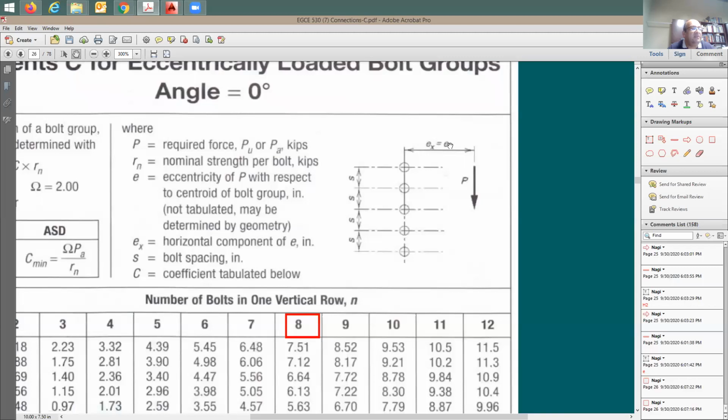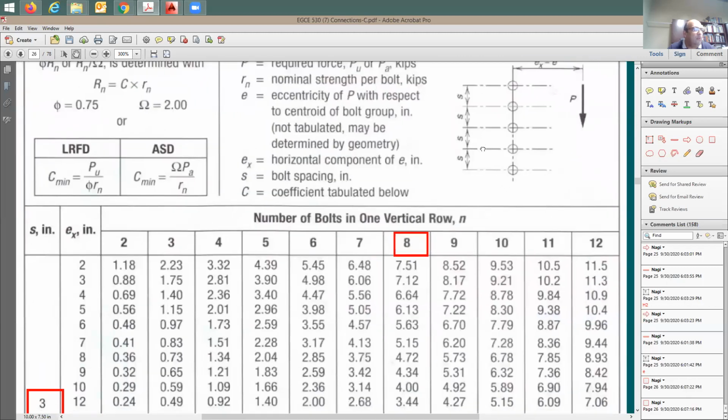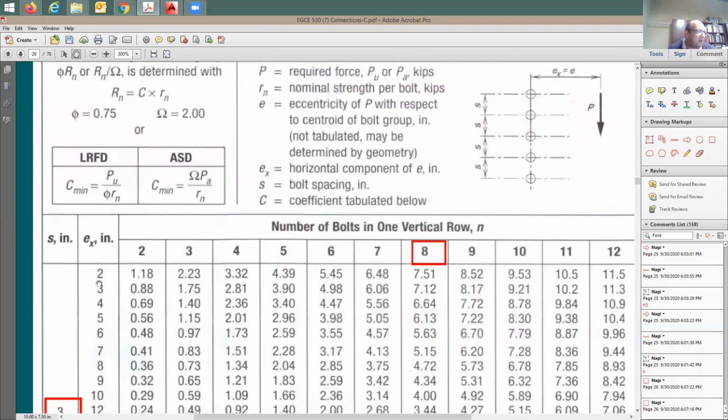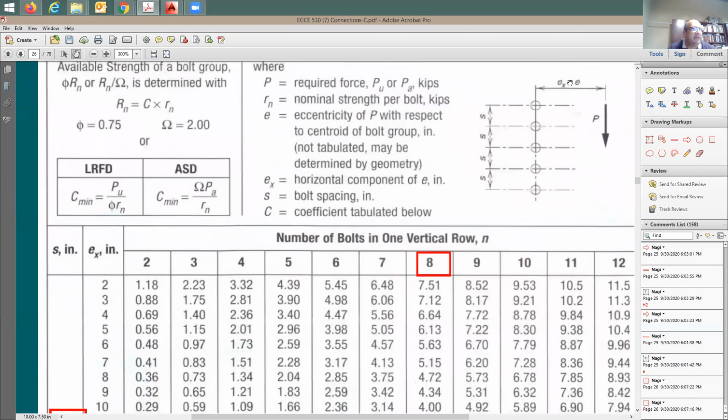Also, they give me this eccentricity, they call it EX. So I guess you need to have this EX, where this is going to happen, I'm going to say in this column. So let's assume for a second that this EX is going to be equal to 4 inches. I decide here to go with 4 inches.